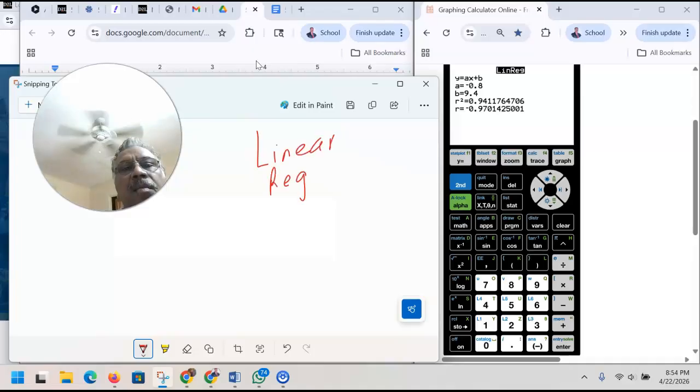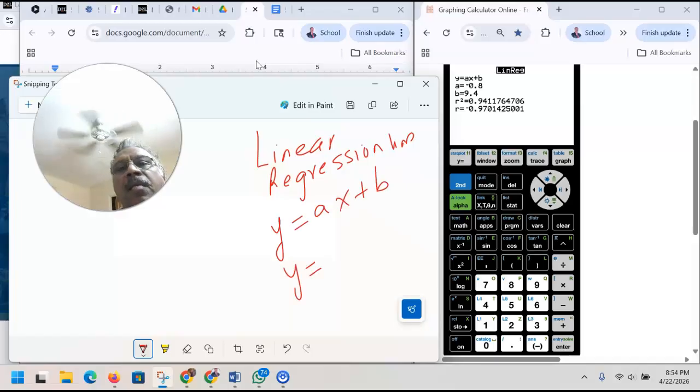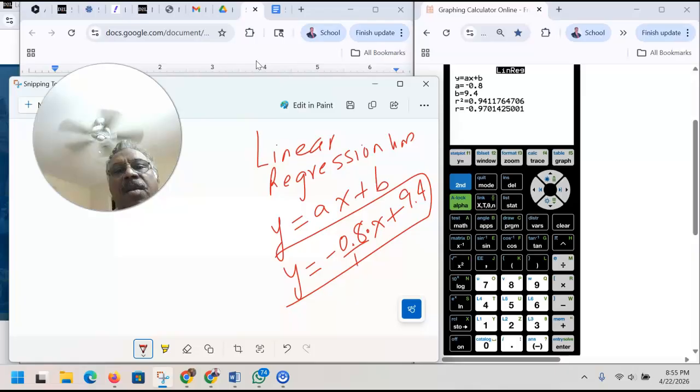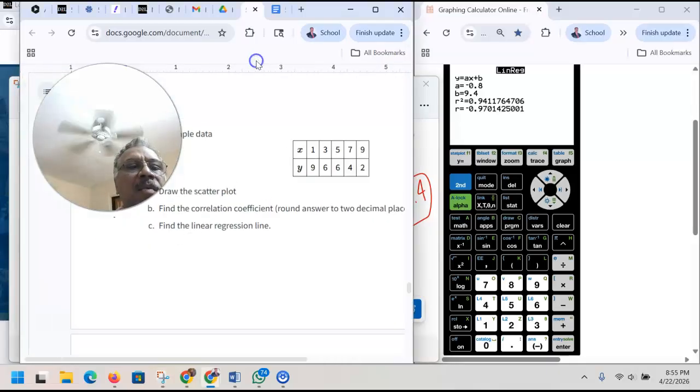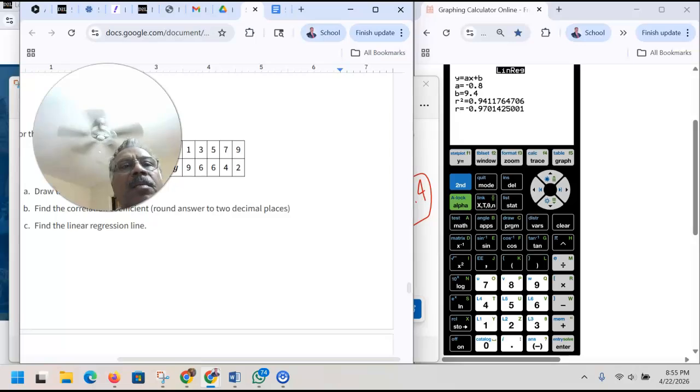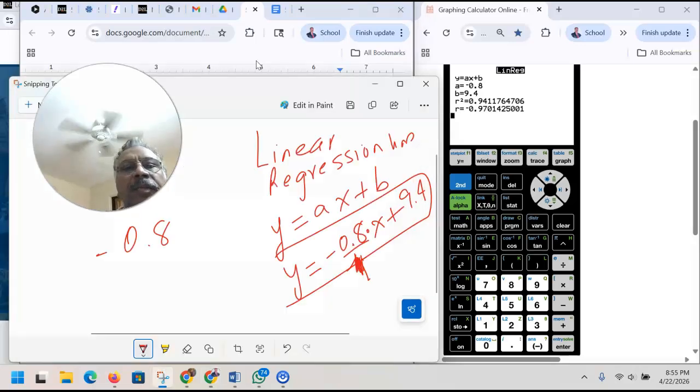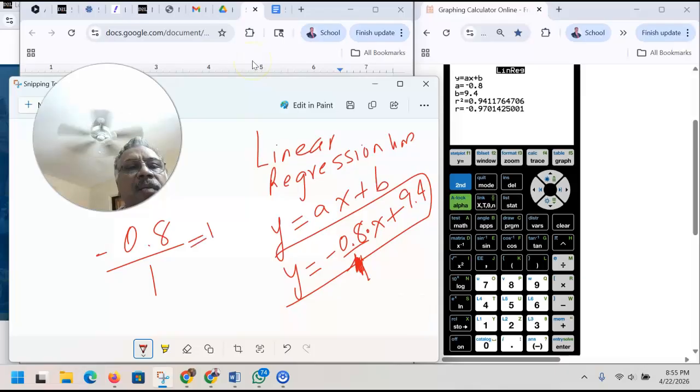So the linear regression line: we have y is ax plus b, and in the calculator, a is the slope and b is 9.4. We're done. Now what does this mean each time the value of x changes? It means minus 0.8 over 1. This is actually the slope, right?